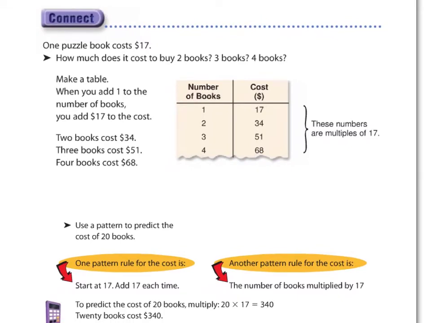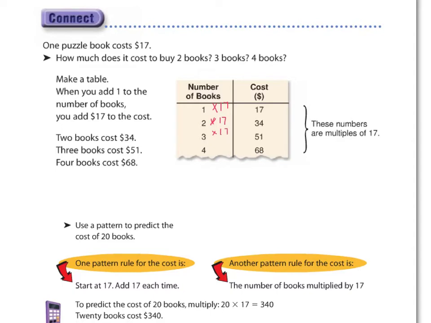All right, so let's look at a couple of example questions here. We have one puzzle book that costs $17. How much would it cost if you bought 2 books, or 3 books, or 4 books? So each time you add a book, you are adding a group of 17. So you could communicate this in this table. Number of books on one side, the cost on the other. For 1 book, $17. 2 books is going to be 17 2 times, which is $34. 3 books is going to be 17 3 times, which is $51. So really what you're doing here is you're multiplying by 17 would be our rule, because that's what we're doing each time.